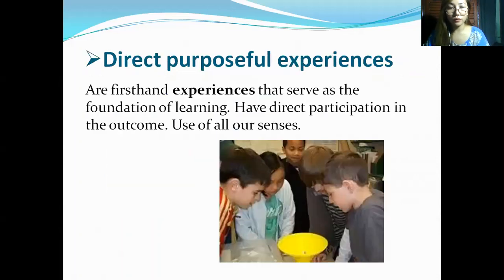So we will be discussing the 9 experiences. First, we will be tackling the inactive level. So the direct purposeful experiences belong to the inactive level. The direct purposeful experiences are first-hand experiences that serve as the foundation of learning, have direct participation in the outcome, and use all our 5 senses.